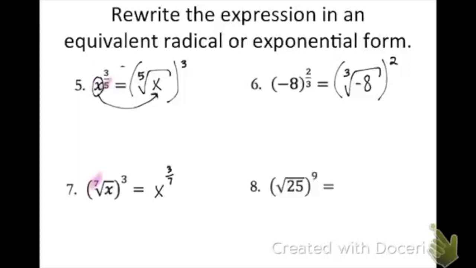Now for 8, if you notice, we don't have a root indicated right here. There's not a number. Any time that I don't have a root there, it's understood to be a 2. So that's a square root. For example, if you took the square root of 9, you would know that that's what squared is 9. So it's just after 2, you start putting that root in there. So this is going to be 25 to the 9 halves.